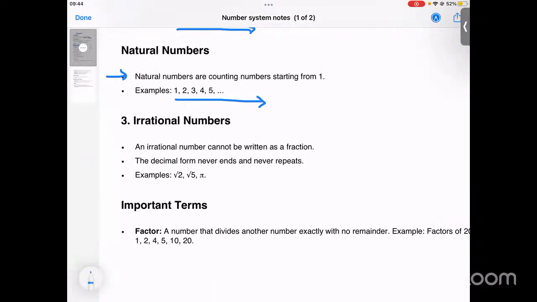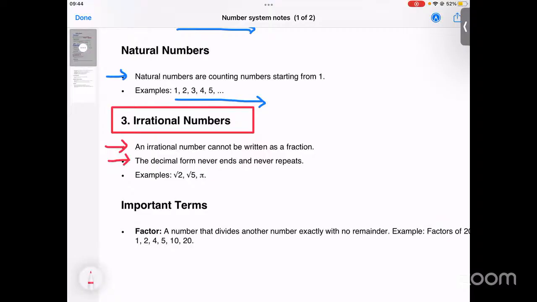Okay, so now let's jump on to the irrational numbers, because we are completely done discussing rational numbers. When it comes to irrational numbers, it's not that complicated. You just need to be aware that an irrational number cannot be written as a fraction. So that is an irrational number. Its decimal form never ends and never repeats.